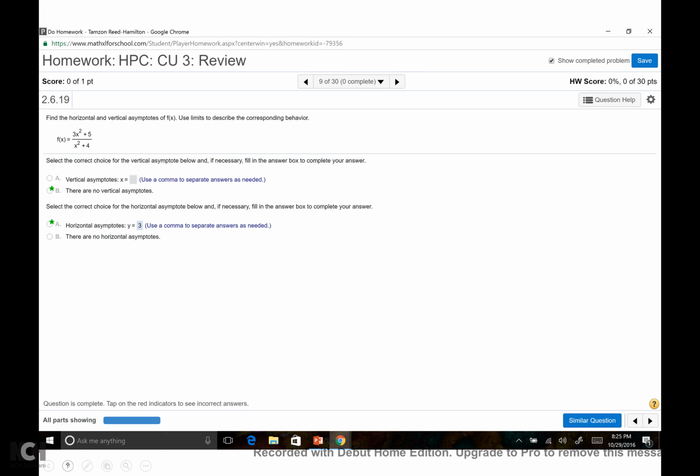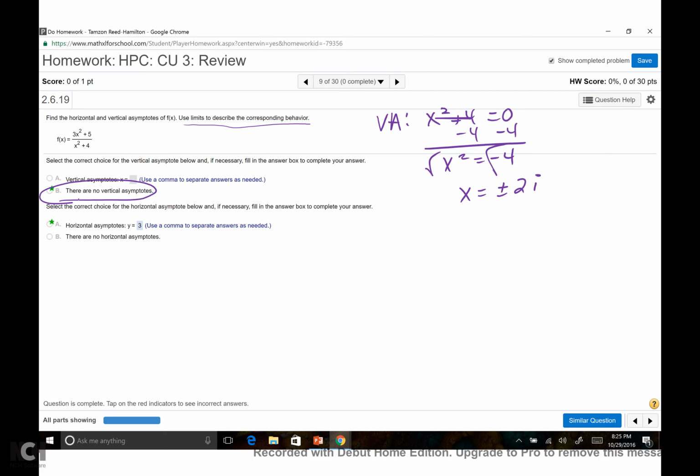Okay, so it says find the horizontal and vertical asymptotes. This question is complete. Then it says use limits to describe the corresponding behavior. I don't know why that isn't part of the answer unless I didn't go far enough. Anyway, all right, so horizontal and vertical asymptotes. For vertical, we set the denominator equal to 0 and solve it: x squared plus 4 equals 0, x squared equals negative 4, x equals plus or minus 2i. So since the only vertical asymptotes are imaginary, there are none.